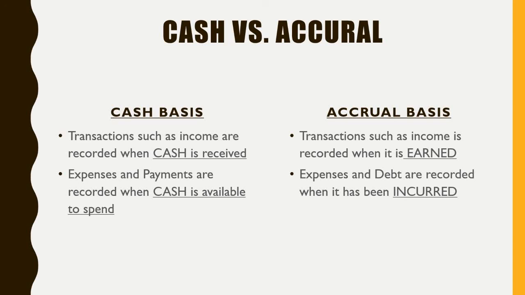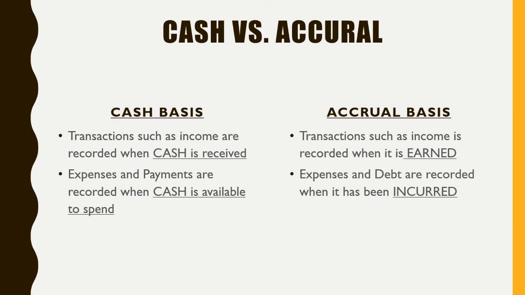Cash basis is when you have the money available, it's in your hands, and then when it leaves your hands, that's when you record your expenses. So you record income when cash is received, and you record expenses or payments when cash is available for you to spend. All right? Where accrual basis, right?